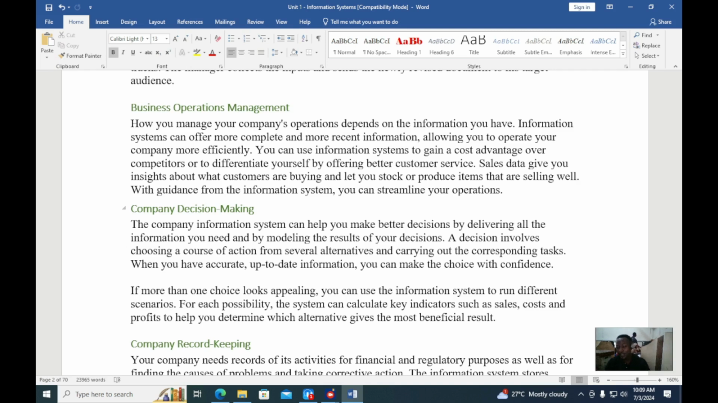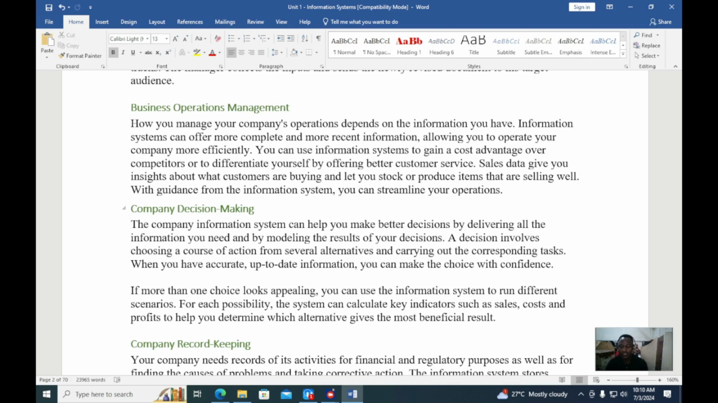Of course, the information that you have informs your decision. The company information system is going to help you make better decisions, maybe in terms of... how do I put this?